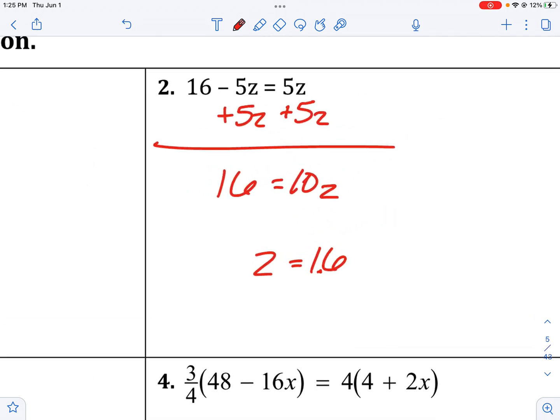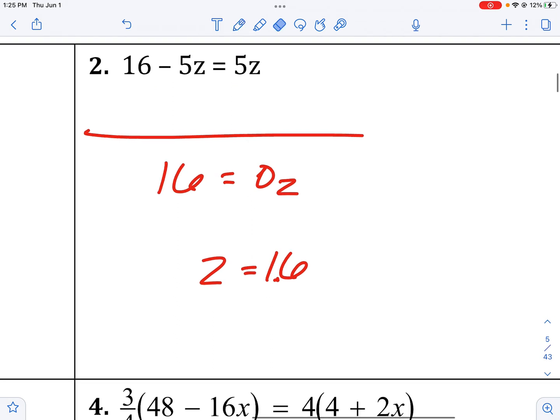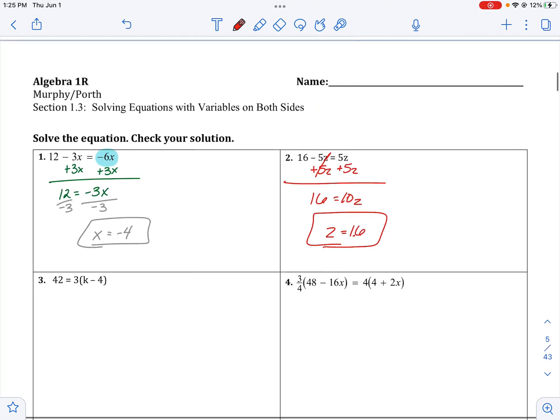A common error that I see all the time here is that students would not use the inverse operation. They'd forget to do the opposite of negative 5x. So oftentimes I'll see this error where a student would go, well, negative 5 and positive 5, that's 5 minus 5, that's 0. So I have 0 z's. And then I try to divide by 0 and I run into some problems there. Just remember to use your inverse operations or opposite operations, and z would be 1.6.